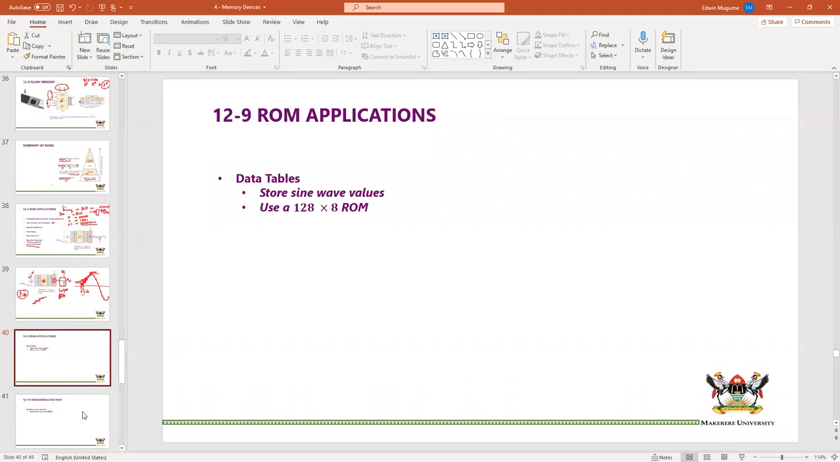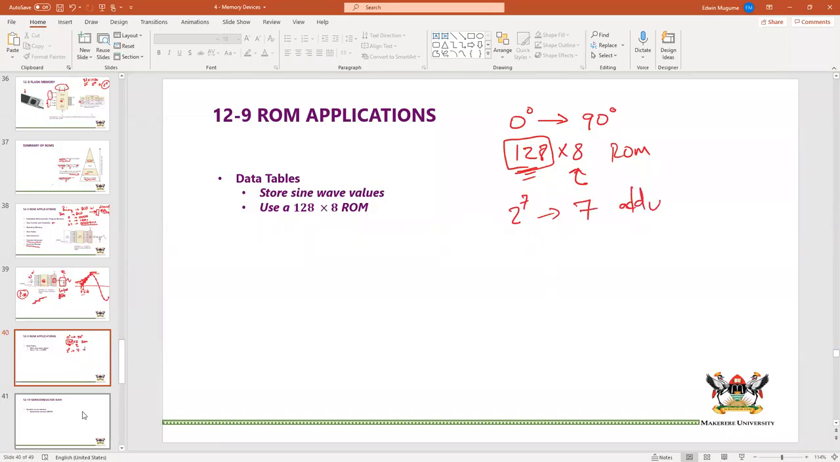So let us look at a sine wave like this. Let's say, for example, that we are storing sine of 0 degrees to 90 degrees. We are going to store this in a 128/8 ROM. That means that each degree that we store in this ROM will be coded into 8 bits. Now the 128 is 2^7. That means we have 128 words, and so we need 7 address bits: A6, A5, A4, A3, A2, A1, A0, from all zeros to all ones.